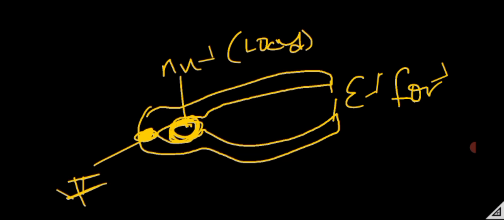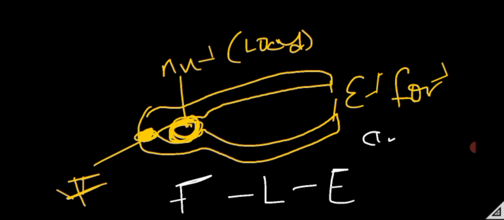In this kind of configuration, what happens? We have the fulcrum first, right? Before that we have the load, that's the note. Before that we have the effort. You will discover that in the FLE, the load is in between. The load is in between. And this kind of configuration where the load is in between the fulcrum and the effort is called a class 2 lever.